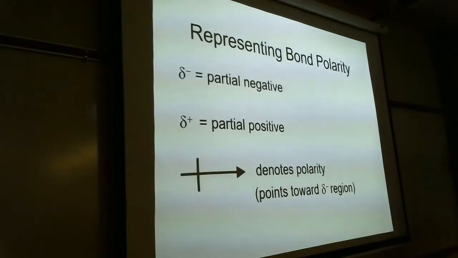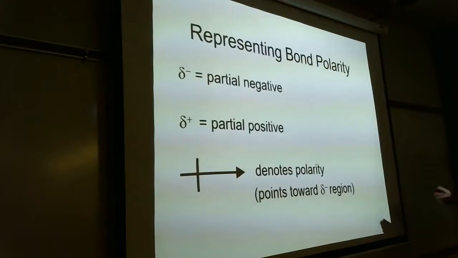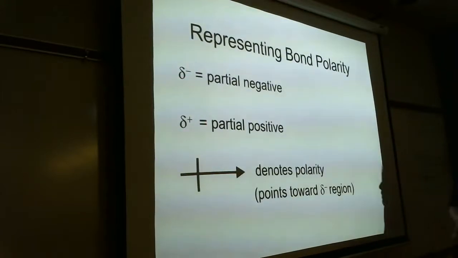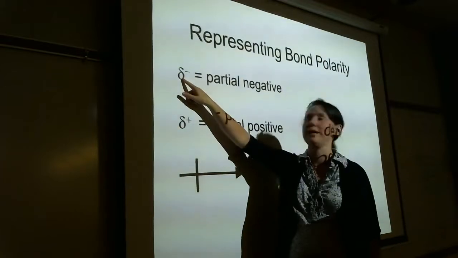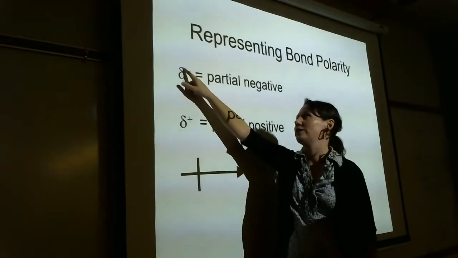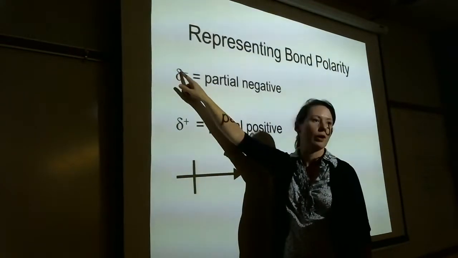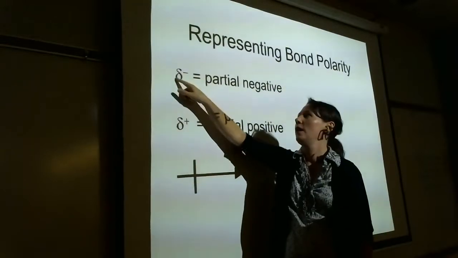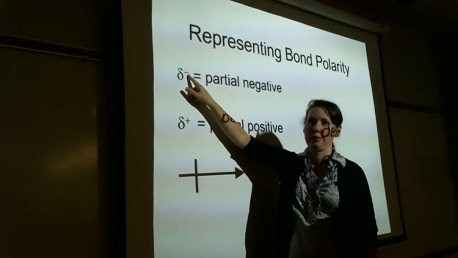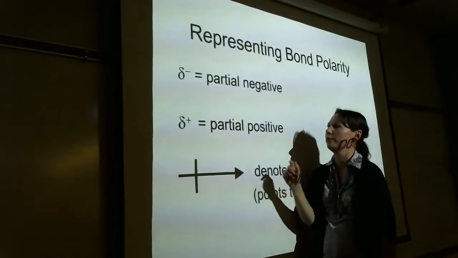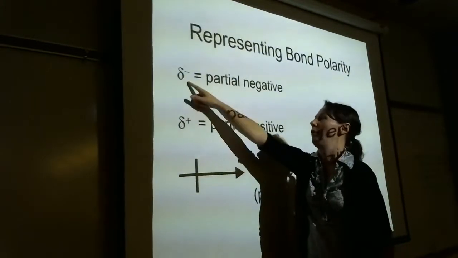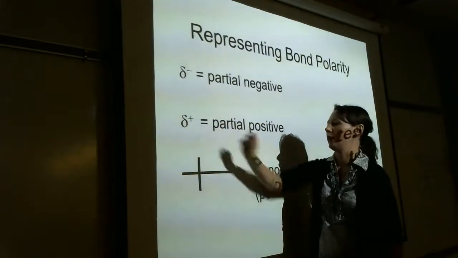All right, so we represent bond polarity using these symbols. This is the lowercase delta. You just saw uppercase delta a minute ago. Lowercase delta looks like an 8 that you got lazy and forgot to close. So that's a partial negative, like I just showed you here. That's a partial positive and a partial negative. So that would be partial negative charge, and this would be a partial positive.